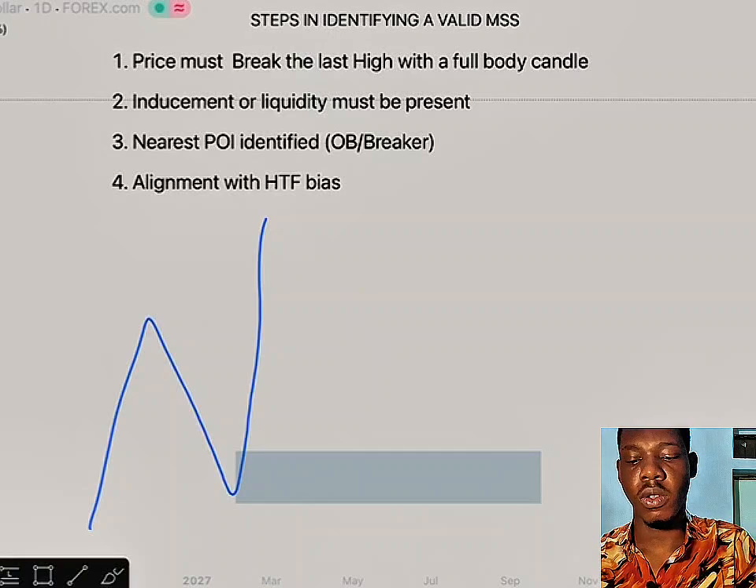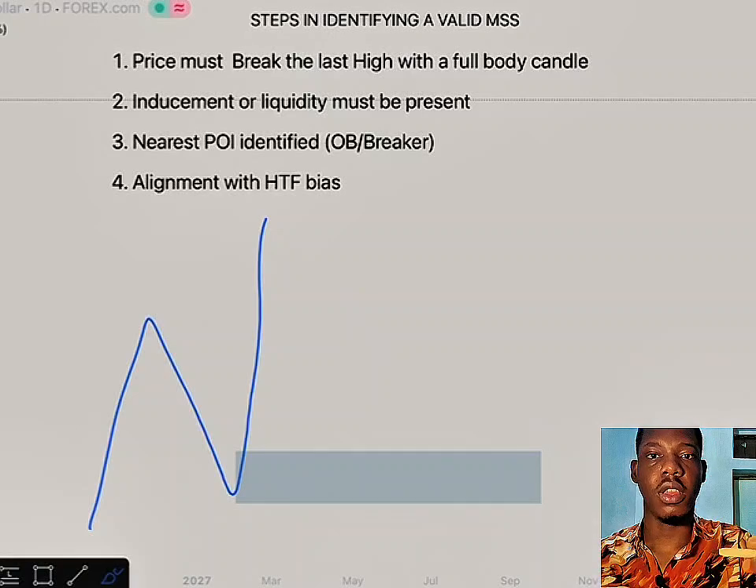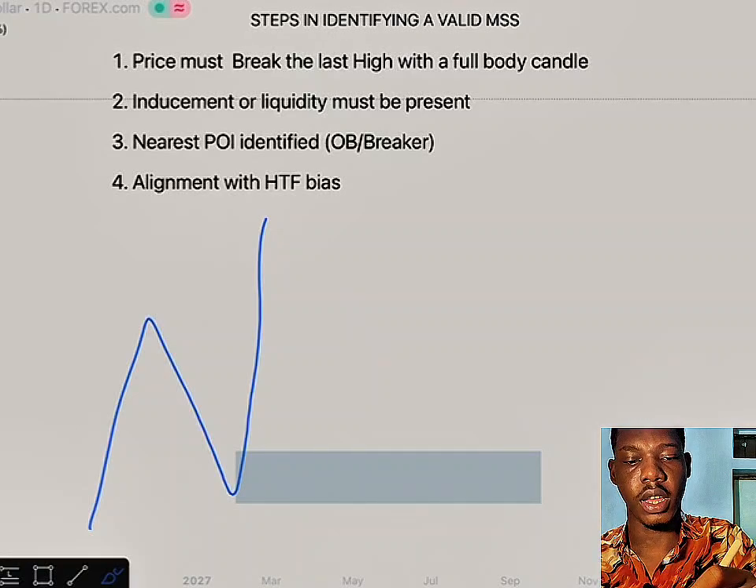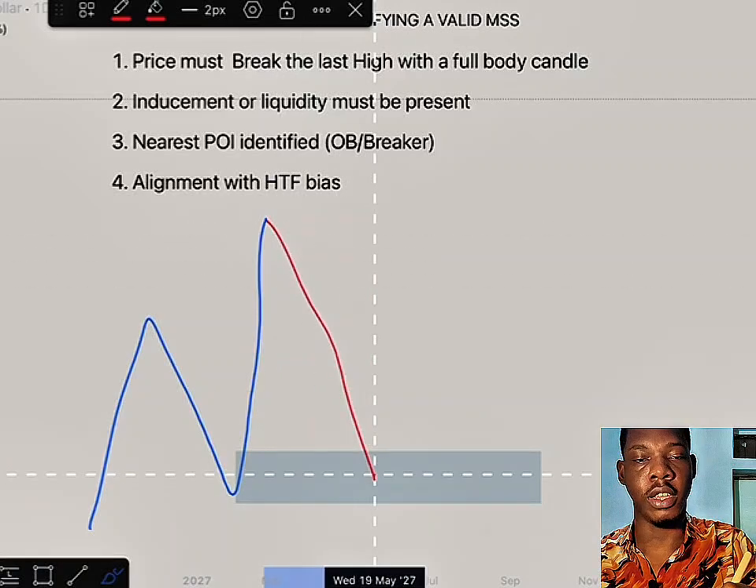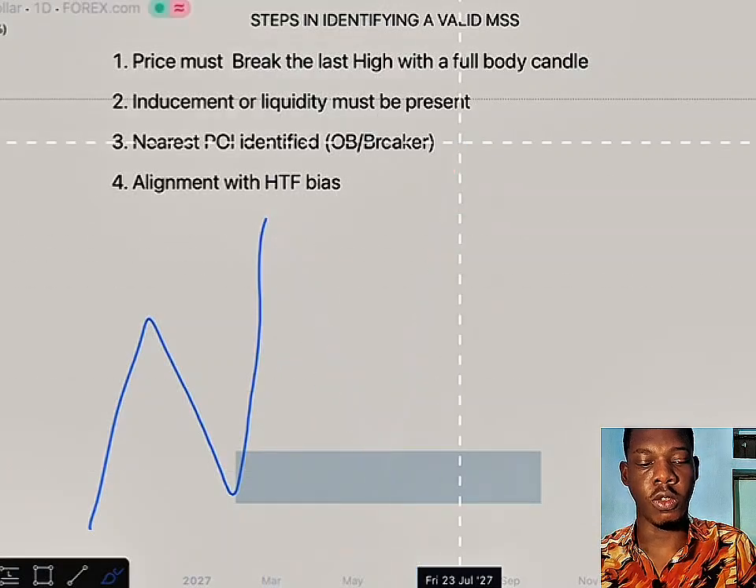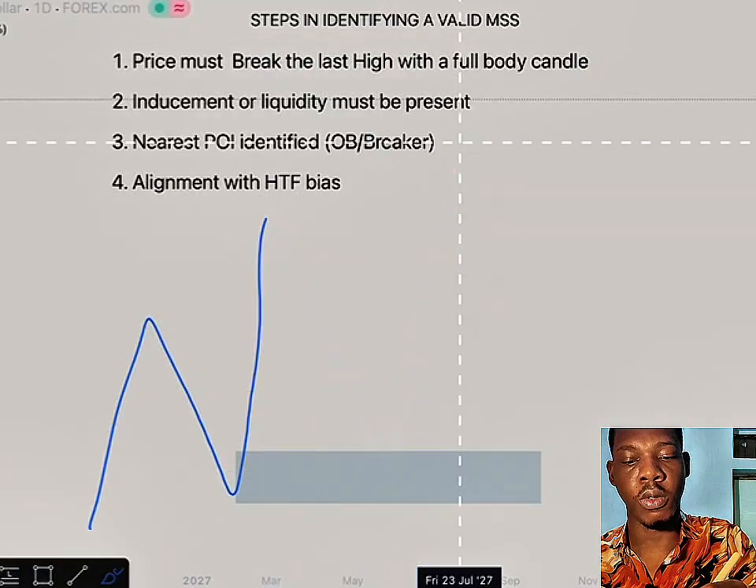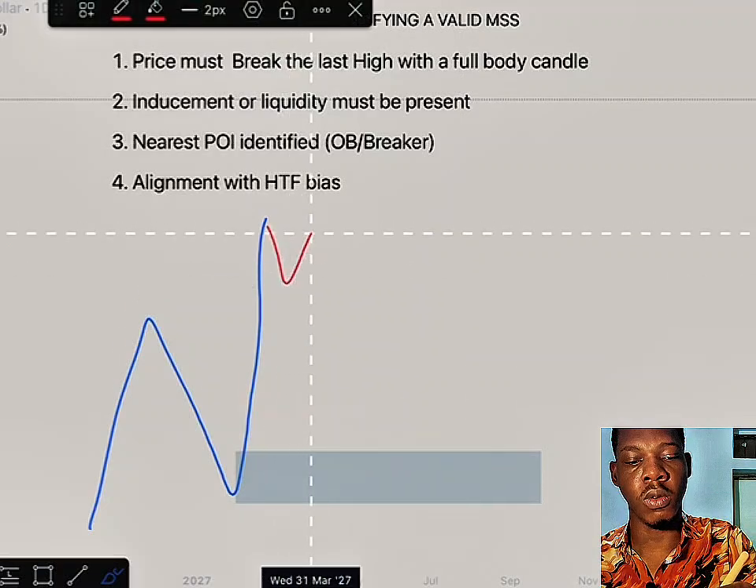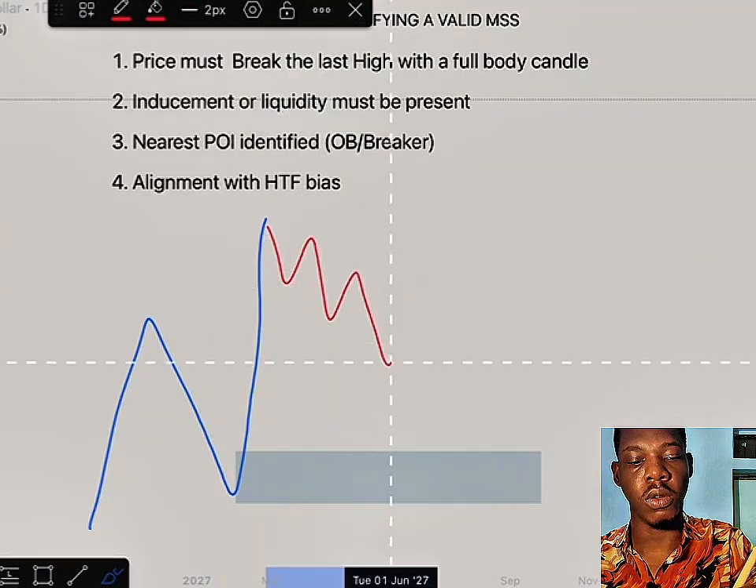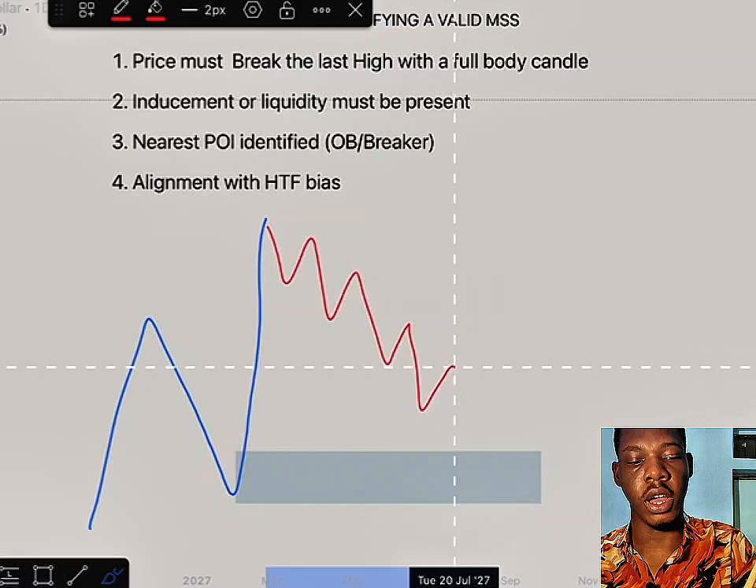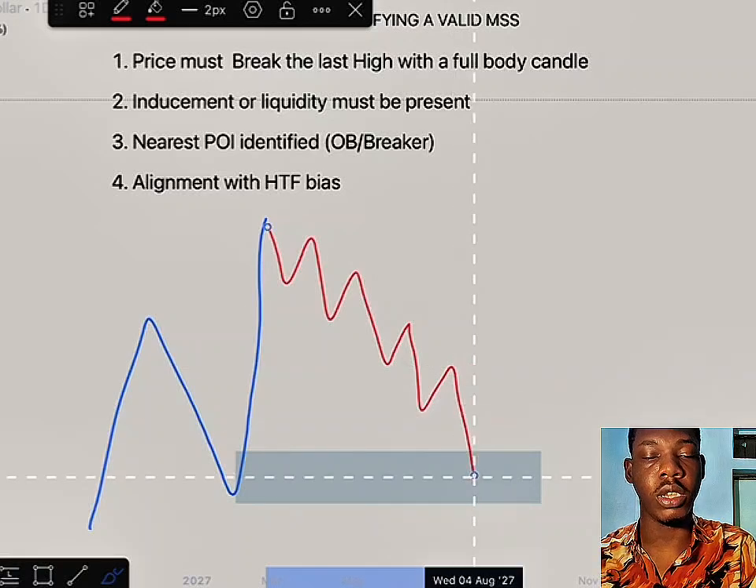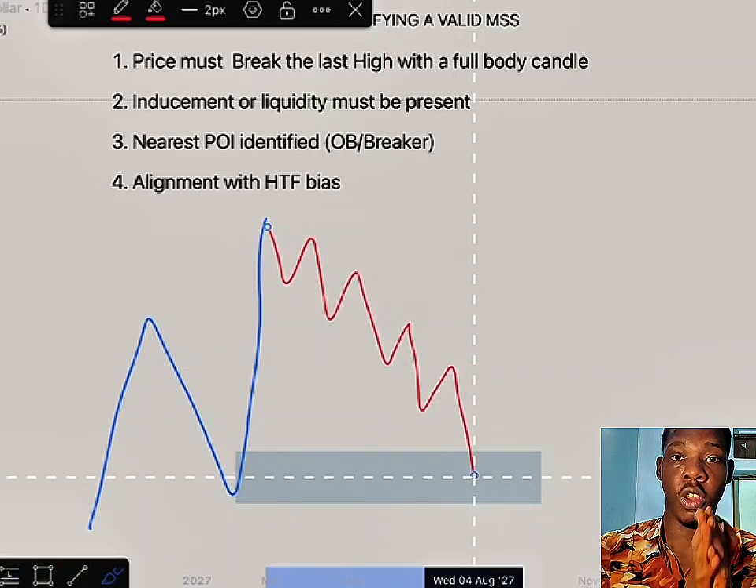You know that price pulls back, it does not pull back directly like this and then start buying. No, you see in the lower time frame some lower highs, lower lows, lower highs, lower lows, lower highs, lower lows, until price reaches this area where you're expecting a possible reversal.